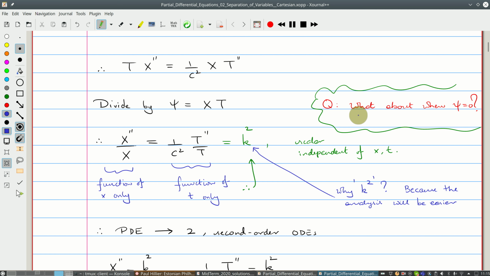I have a question here before we move any further. We are dividing an equation by XT. Now what about the case when psi, meaning either X or T, is 0? Well, as long as the zeros happen at isolated points, then at those points you cannot perform this division.